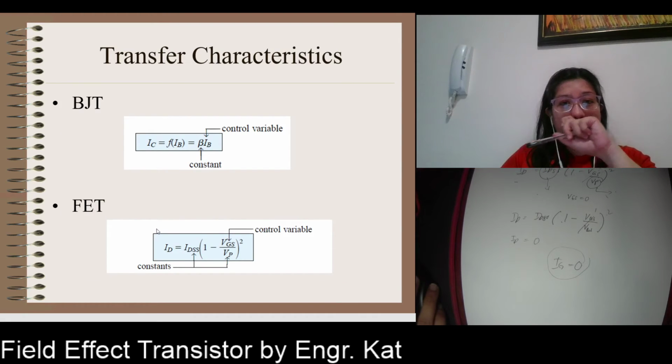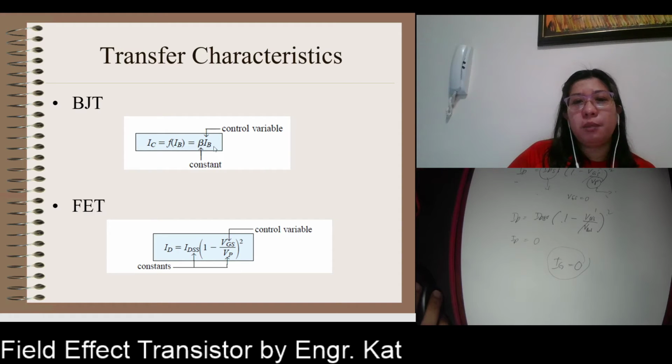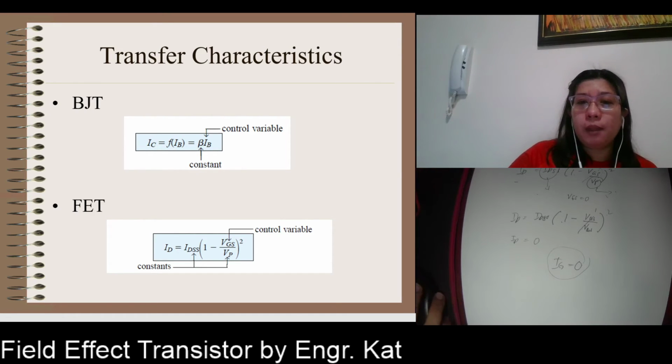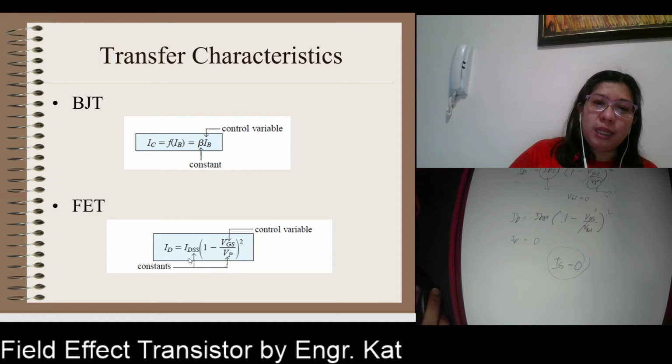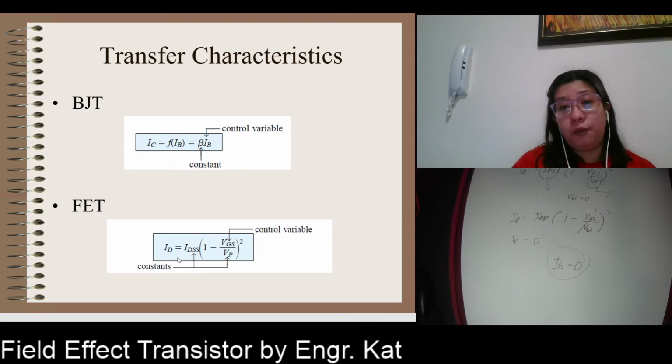So these are the transfer characteristics. So for BJT, this is your controlling variable and this is constant. So therefore, your current here is being controlled by our current here. That's why BJTs are called current controlled devices. While for FET, this is your control variable, okay, and these are your constants. IDSS and VP are constants. So VGS, which is voltage, is controlling your ID here. So therefore, this is called a voltage controlled device. Okay?